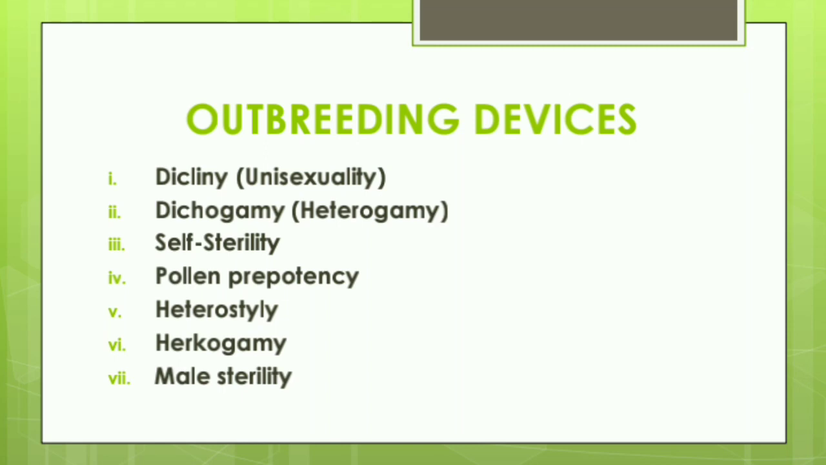The fifth one is heterostyly. What is that? The occurrence of two or more types of flowers having different lengths of style and stamen is known as heterostyly. In case of primrose and jasmine, there are two types of flowers, while in case of oxalis, three types of flowers are there based on the length of style and stamen.